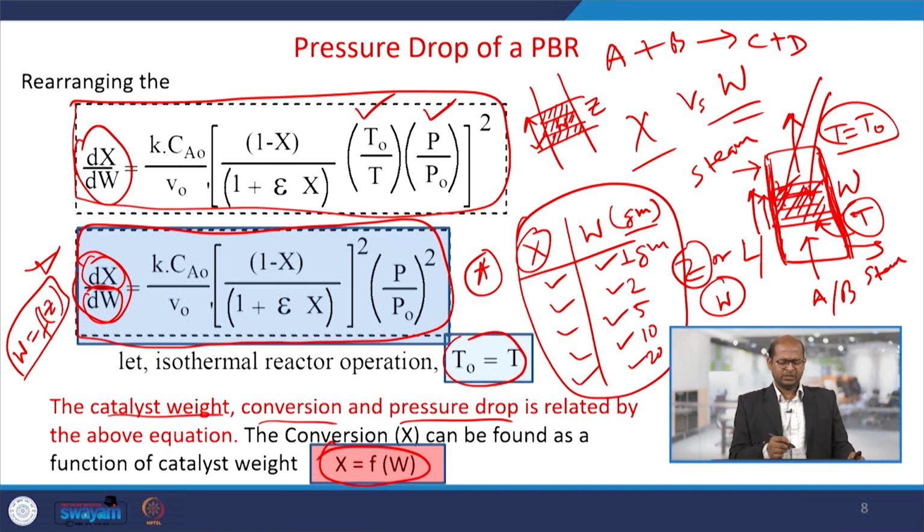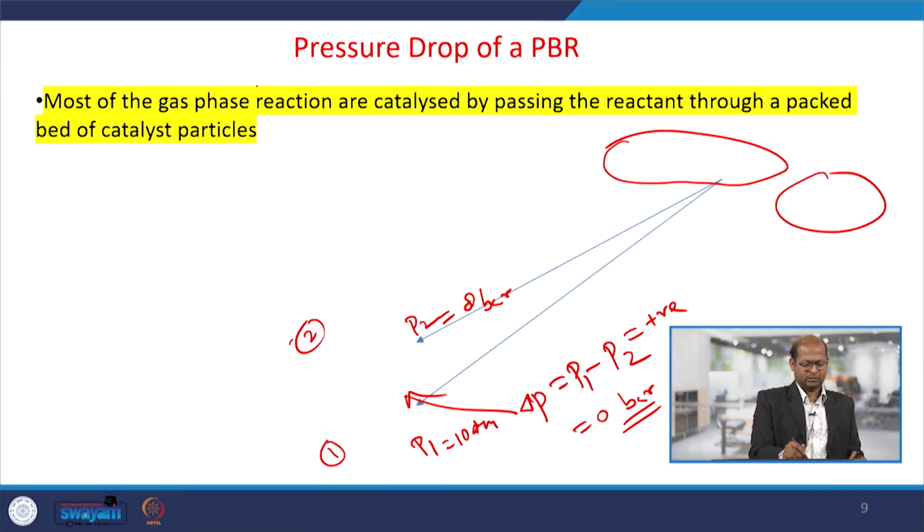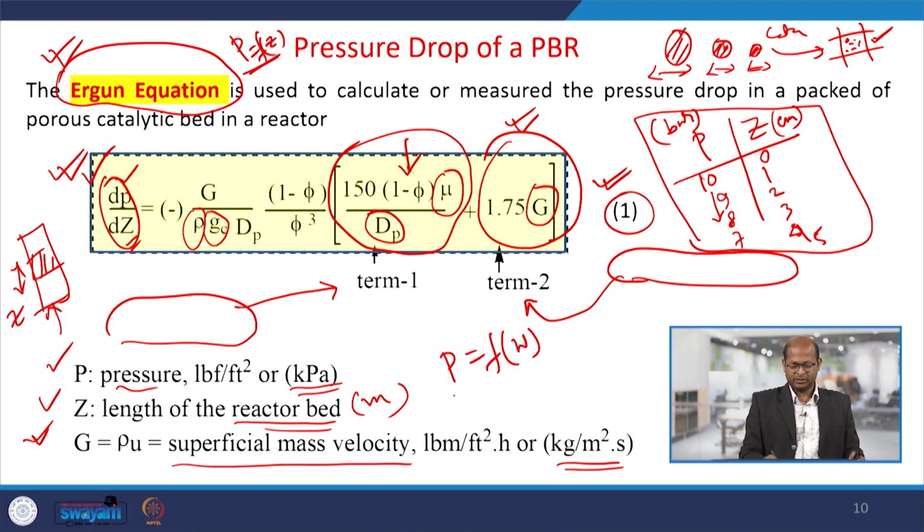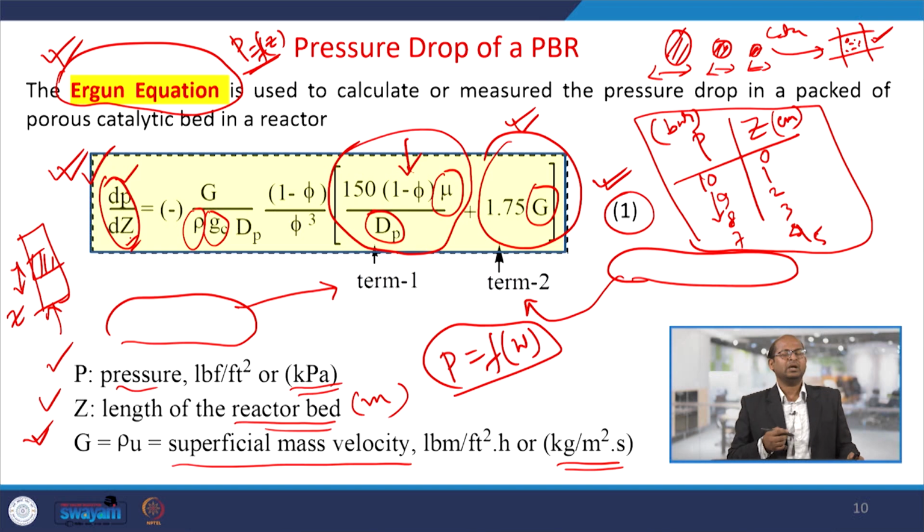These two differential equations are very important for packed bed reactor study: how conversion is a function of the weight of the catalyst, and pressure is a function of z, the catalyst bed height, or also a function of catalyst weight. Presently we are expressing the equation in terms of dp by dz, meaning pressure in the bed as a function of length. So, consider this now; later we will convert it into this.